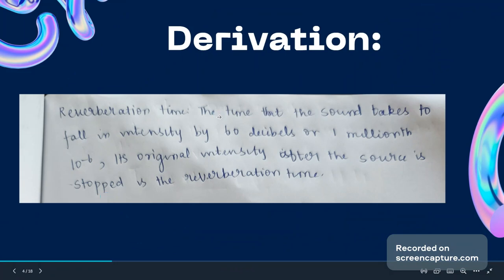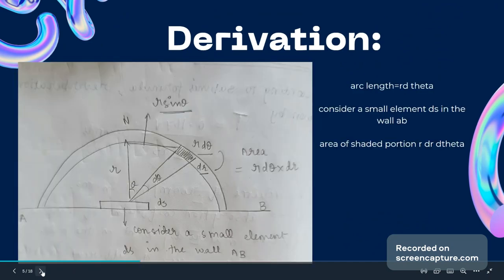What exactly is reverberation time? The time that the sound takes to fall in intensity by 60 decibels, or to one millionth of the original intensity, after the source has been stopped is called the reverberation time. This is what we are going to find out using Sabine's formula.